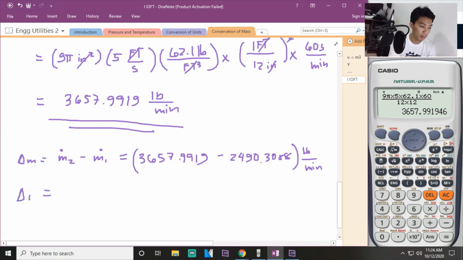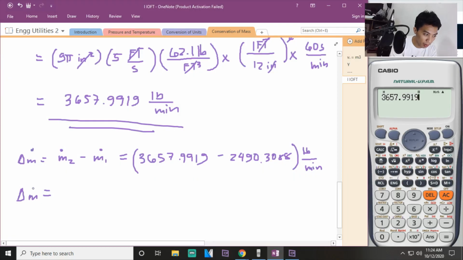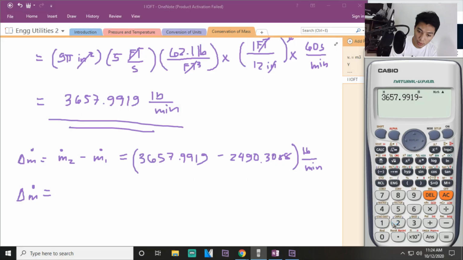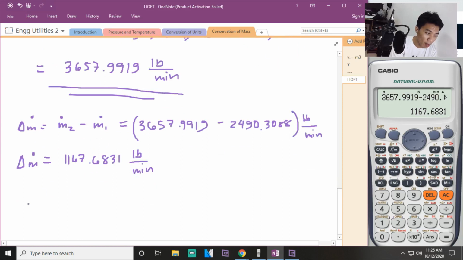So, delta m is 3657.9919 minus 2490.3088, which is 1167.6831 pound per minute. Ngayon, ang tinatanong kasi dito is the mass change, hindi yung mass flow rate change. So, the mass change is equal to the mass flow rate change times the given time.